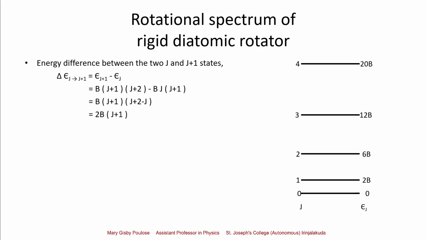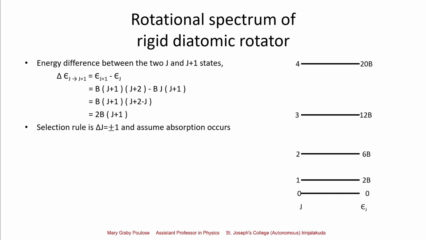Now, when a molecule moves from one energy level to the other energy level, we find the energy difference, and that energy difference produces that particular spectrum. So the energy difference between two states, J and J plus 1 states, is delta eta when J shifts from J to J plus 1. That is, it is the difference of eta J plus 1 minus eta J. Taking the difference, we get 2B into J plus 1. So this is the energy difference between two nearby energy levels.